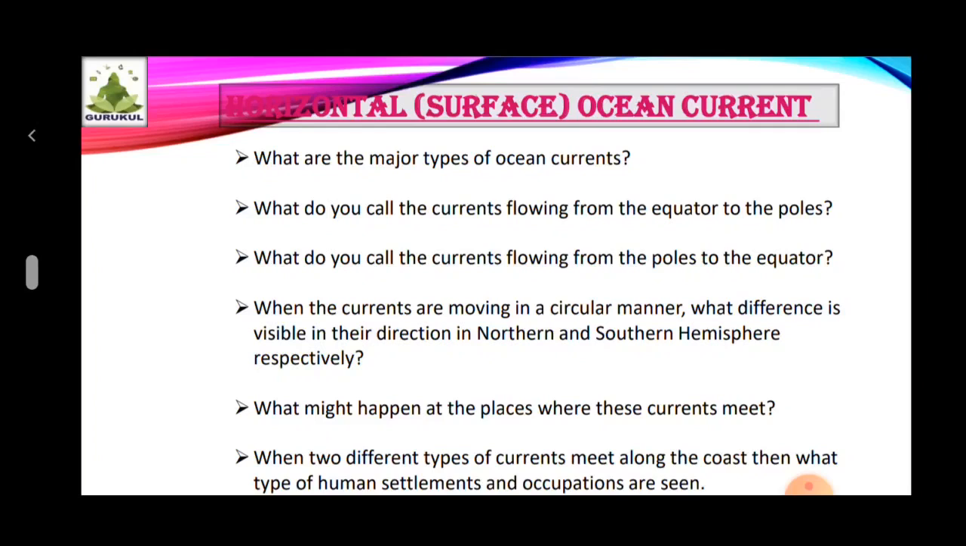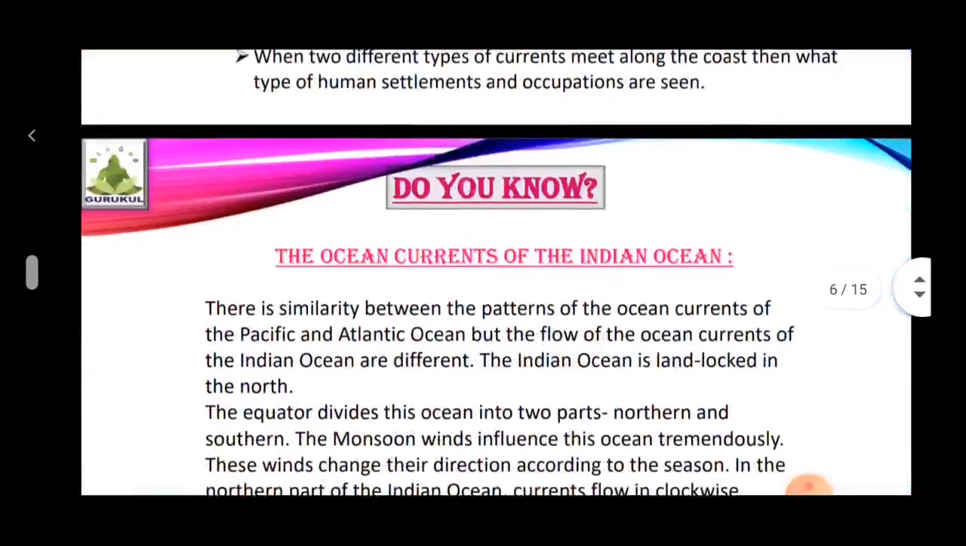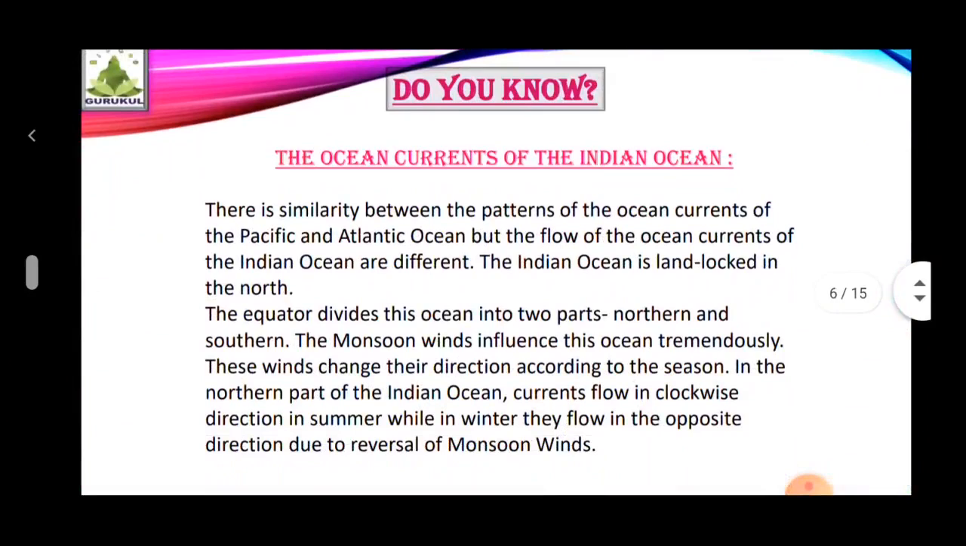In addition to that, I would say the reasons which are responsible for the ocean currents are the direction of the flow of ocean currents and their velocity. Along with that, the rotation of the earth. Because of the rotation of the earth, the ocean currents move in clockwise direction in the northern hemisphere and in anti-clockwise direction in the southern hemisphere.